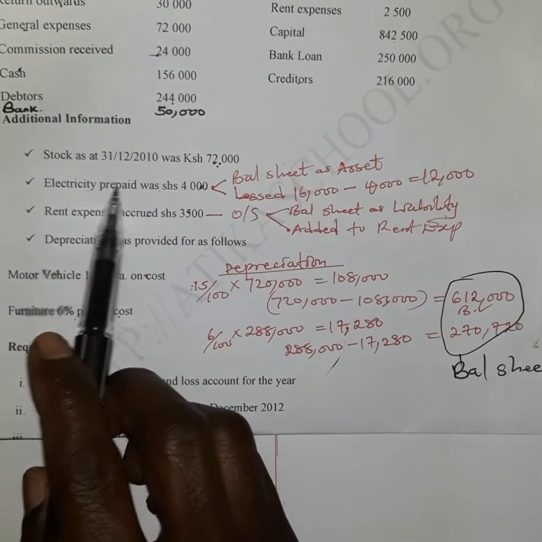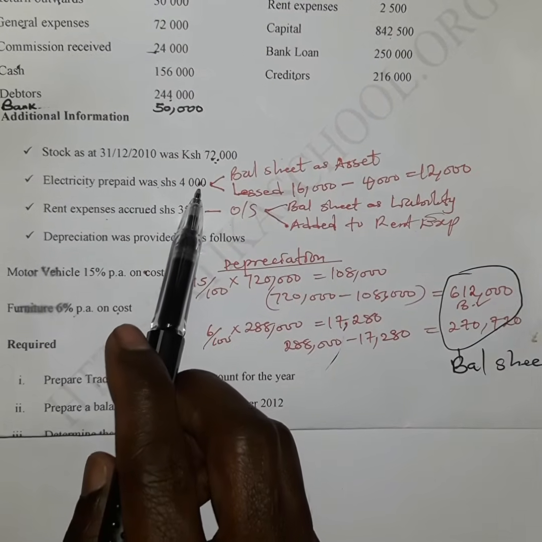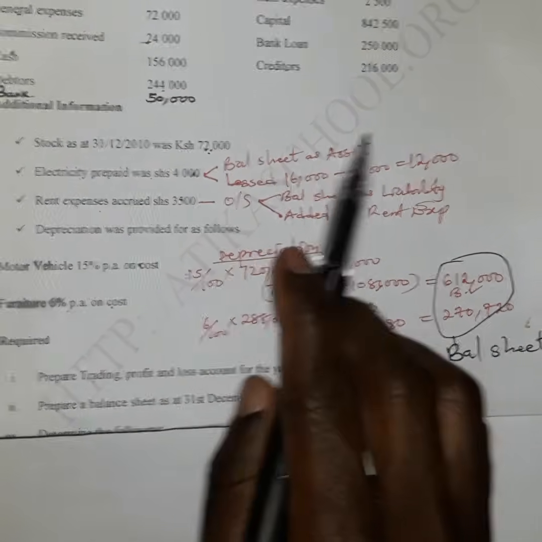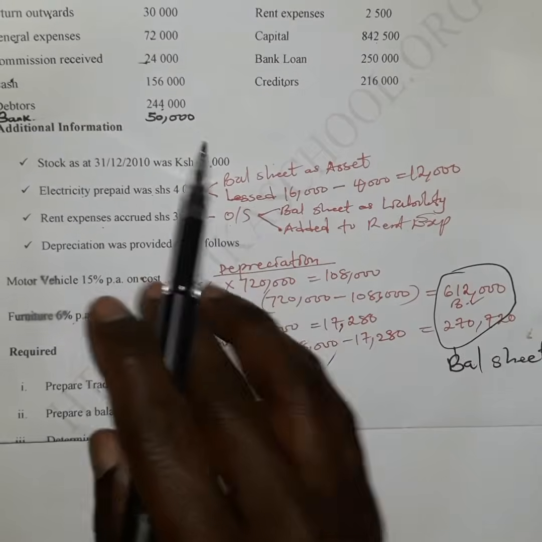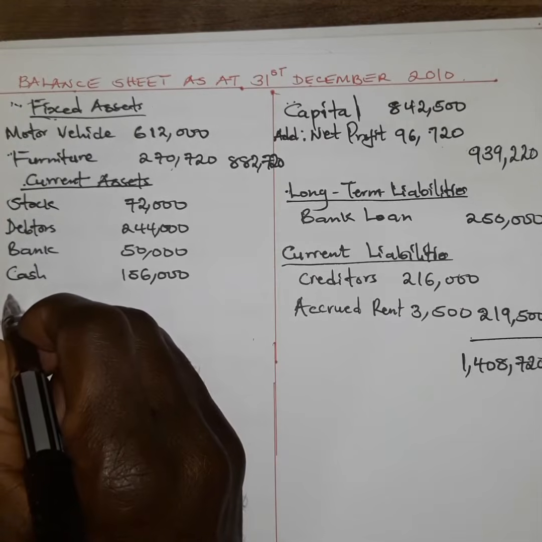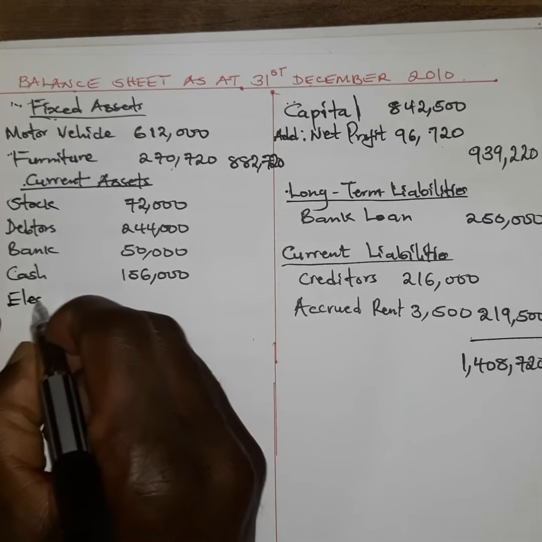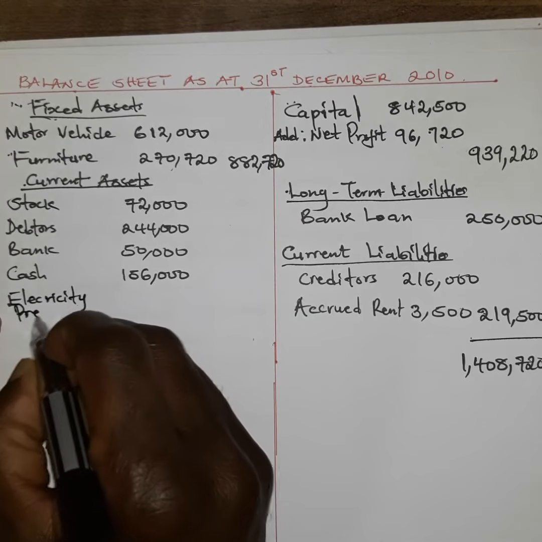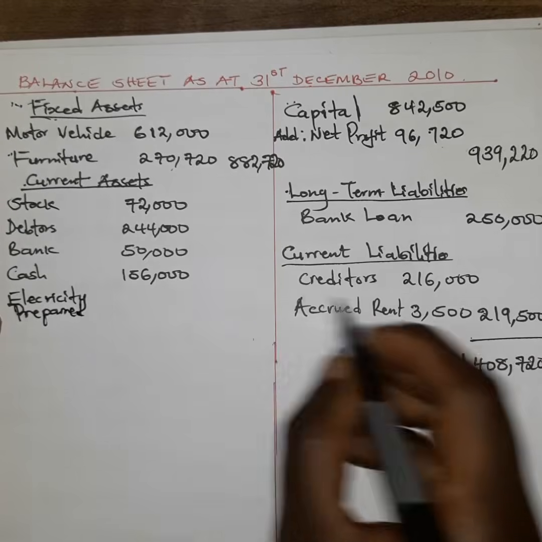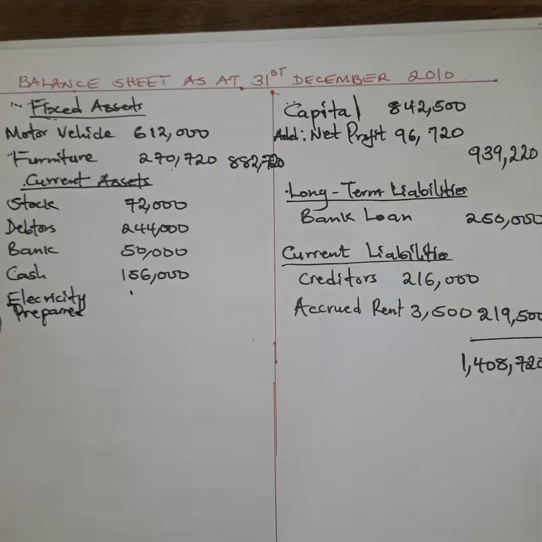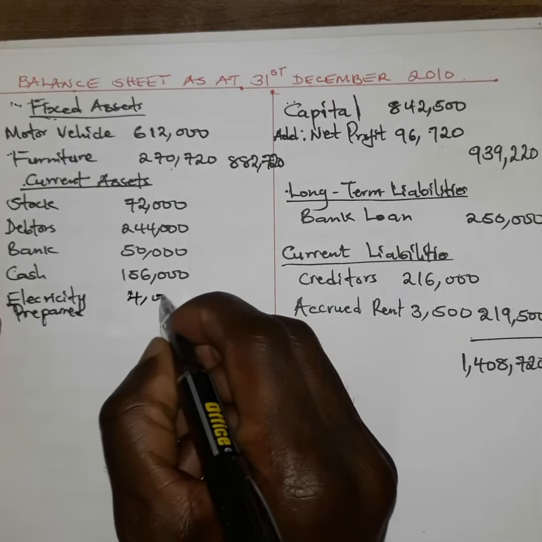The other asset we have is the prepayment. Like we had electricity prepaid of 4,000. This is an amount that had been paid but has not yet been utilized. So it means it belongs to this business as an asset. And I said it is supposed to be transferred to the balance sheet as an asset. So you have electricity prepaid of an amount of 4,000. Prepayment is an asset, 4,000.